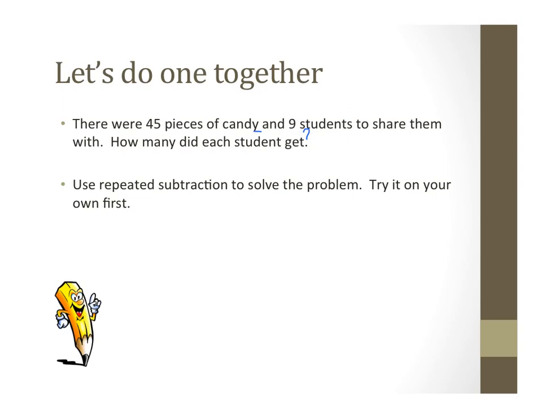So 45 pieces of candy, and it looks like we're separating them into 9 piles for each student. Pause the video and use repeated subtraction to solve the problem. Let's see how you did.